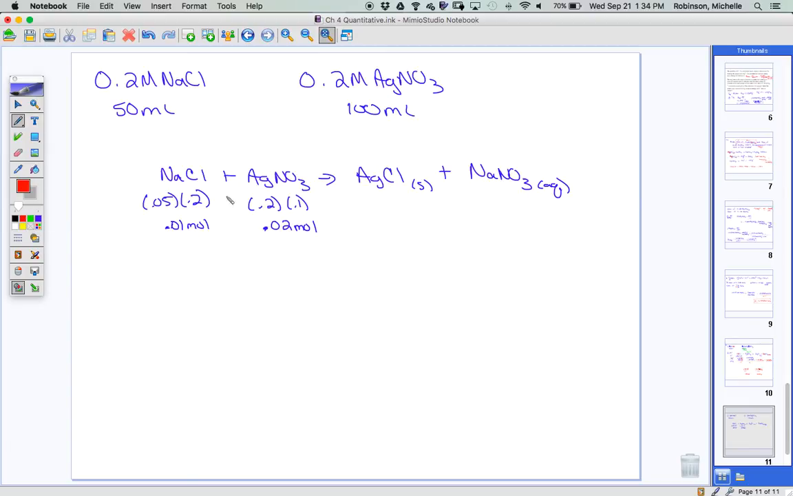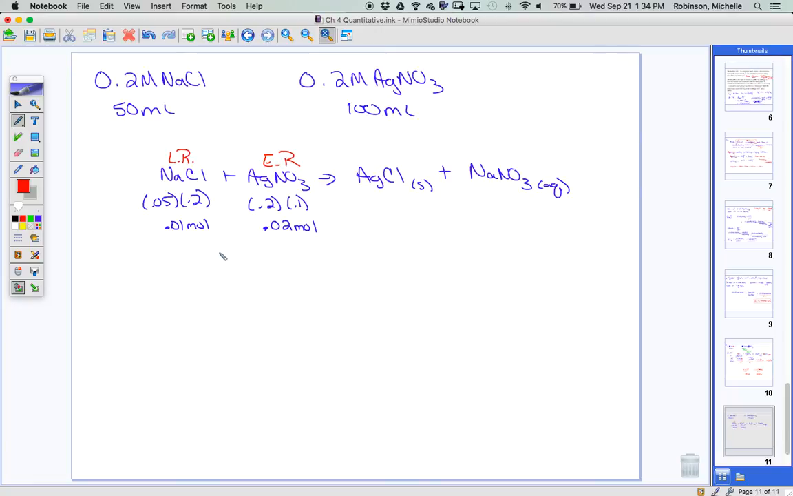Instead of doing all that stoichiometry stuff for limiting reagent, once I'm in moles, to me it's easier just to do it straight down the line. So which one of those two is the limiting reagent? The NaCl, because they're 1 to 1, and I only have 0.01 of that, and I have 0.02 of this. So I have plenty of silver nitrate. This is my limiting reagent. This is my excess reagent.